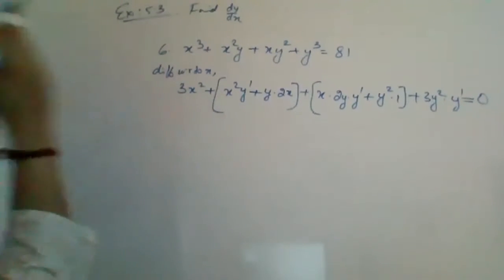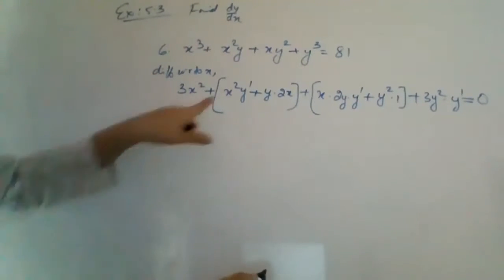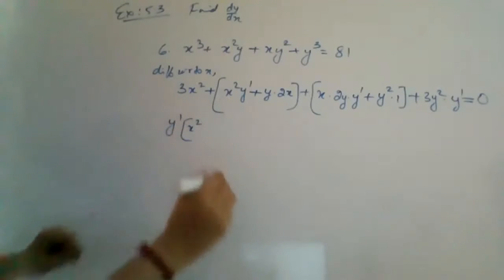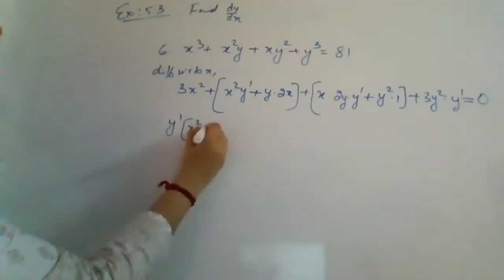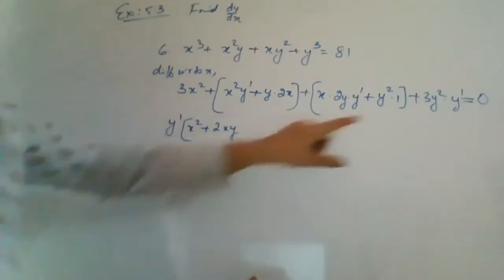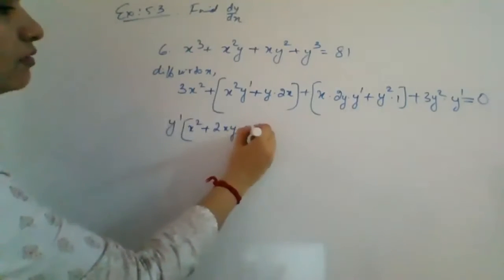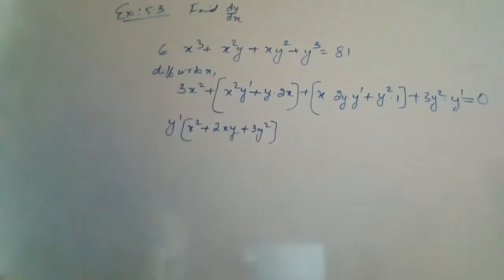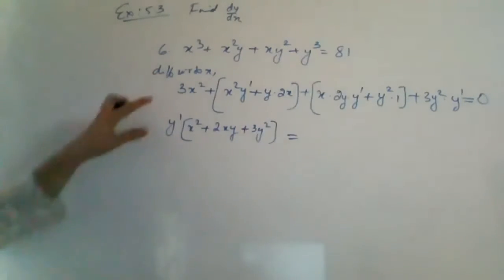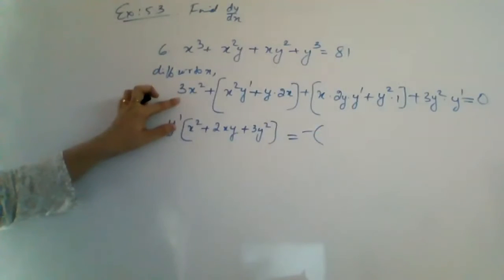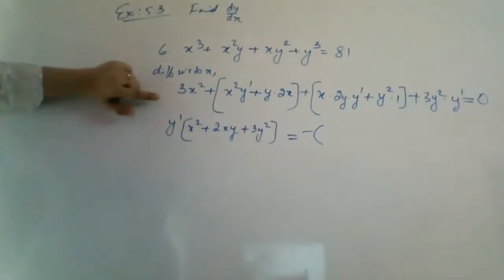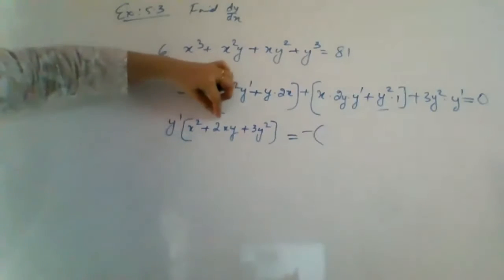Now we'll just collect the terms of y dash. I have an x square here. Then plus 2xy. Then plus 3y square. Okay. Remaining we are doing the other side. So negative of a 3x square is there. Then what all you have? A y square is there. So I'm just writing in this form.